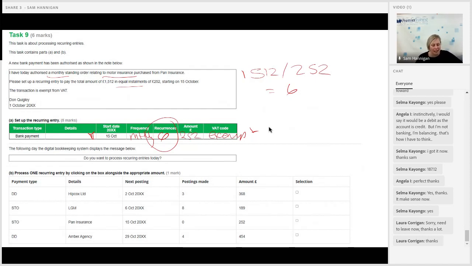On this next one, this threw me because I thought this is far too simple. So it's 1st of October on that question. It's saying process one recurring entry by clicking on a box alongside the appropriate amount. Well, the next recurring entry is going to be first, so you just tick on that. Because it's saying that it's going to recur on 2nd of October, so you choose that one first. If that had said, I don't know, 30th of September, then it's gone because we're basing it after. So it's the first one that comes after.